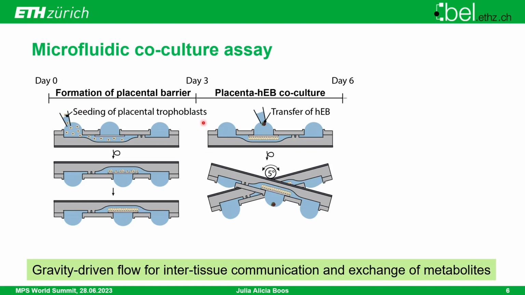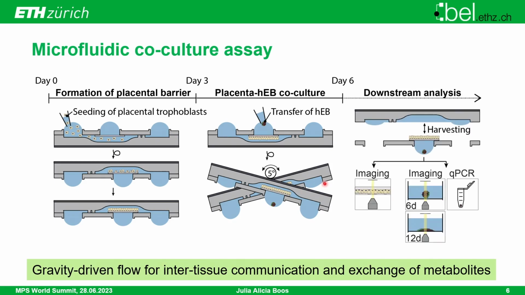Then at day 3, we start the co-culture by transferring the preformed EBs into the embryonic drop of the chip. Again, we flip the chip upside down to a hanging drop configuration and start gravity-driven flow to really induce inter-tissue communication and exchange of metabolites and other molecules. And then at day 6, we can disassemble the chip again and harvest both tissue types to use them for downstream analysis.